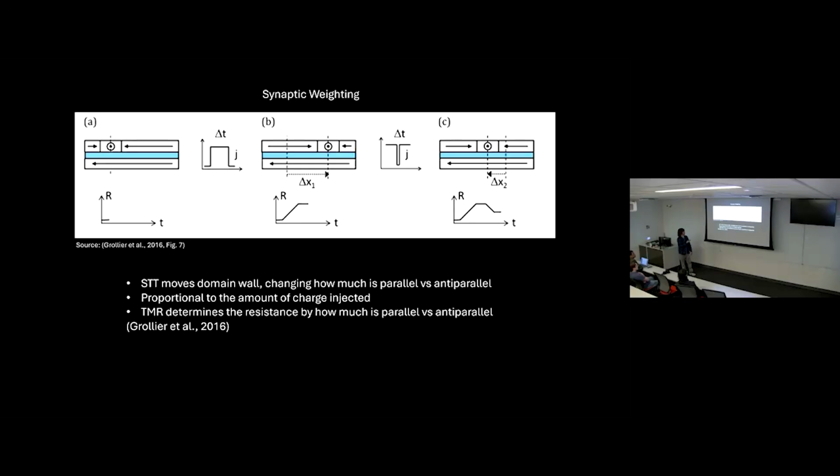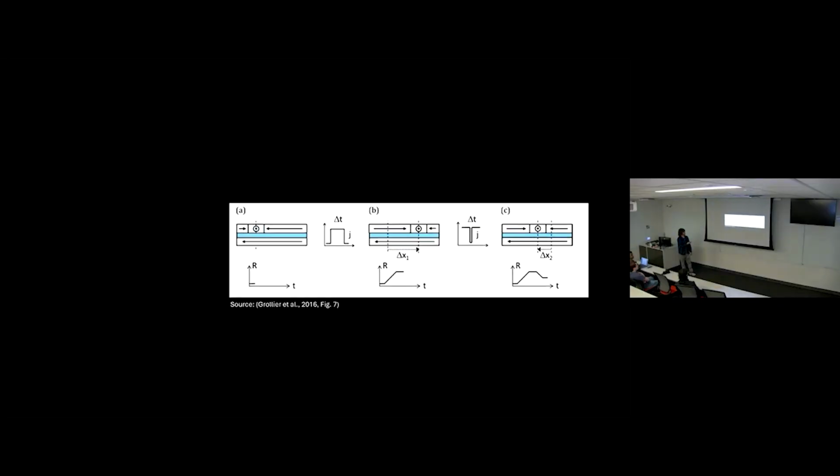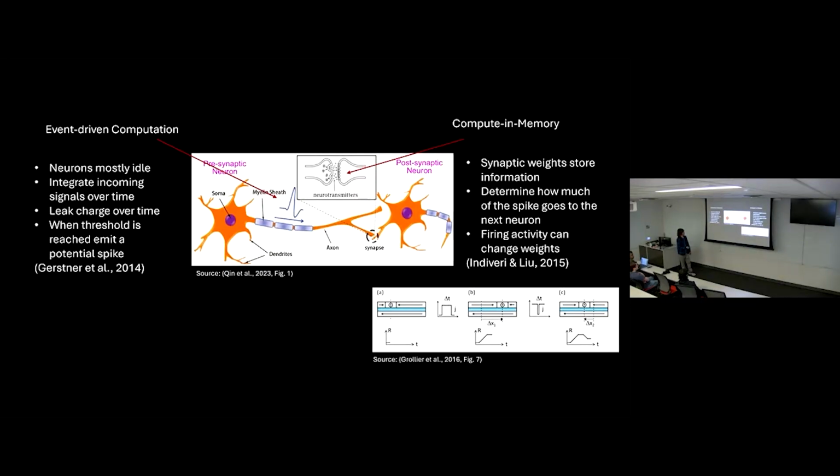And we can see how this affects the tunnel magnetoresistance, where when it's mainly parallel, the resistance is really low. And when it's mainly anti-parallel, the resistance is higher. Then when it's in between, the resistance is in between. So that's for the synapse part.